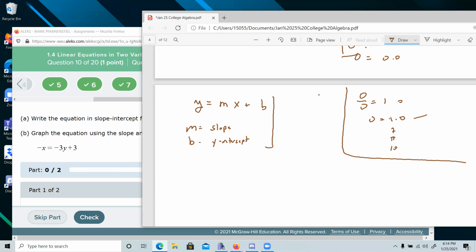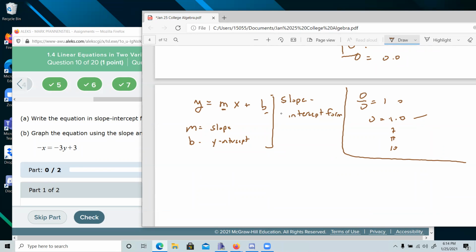You always have to remember that mathematicians are not very creative people. This is slope-intercept form because the slope is given to you and the intercept is given to you. The name is exactly what it tells you.